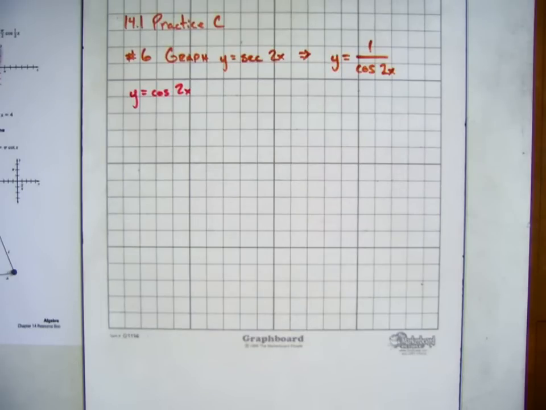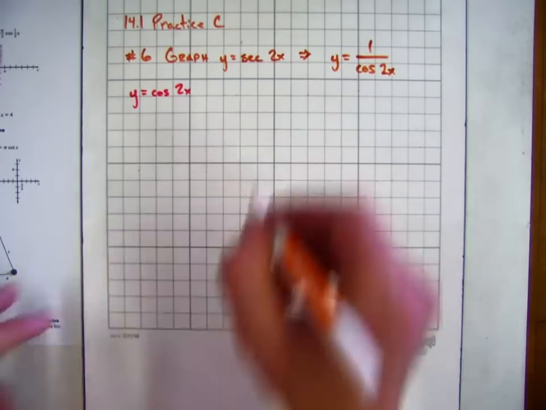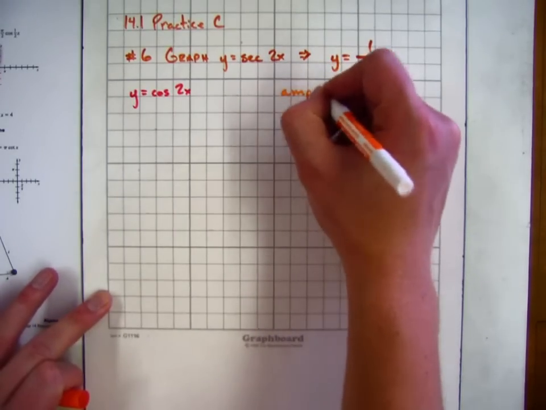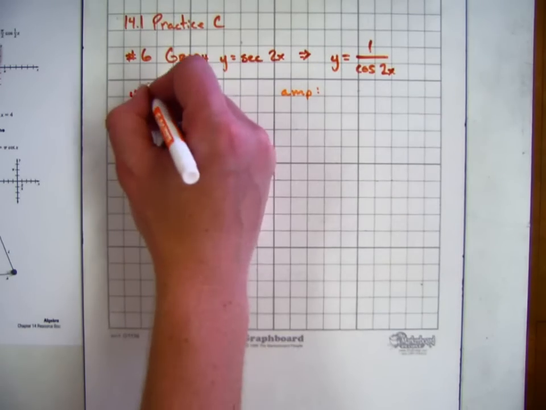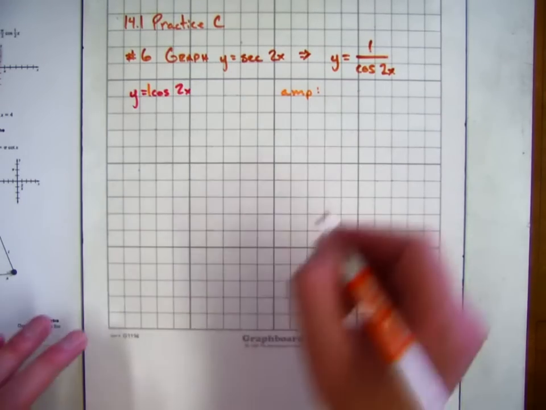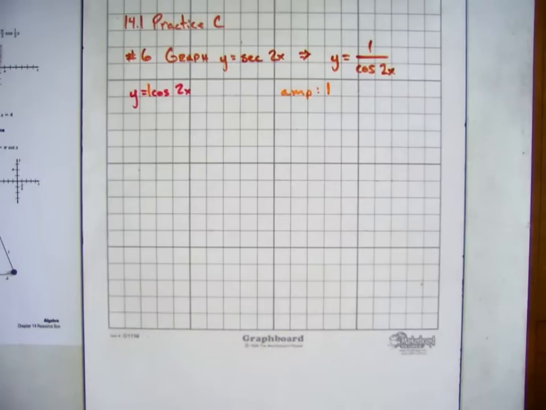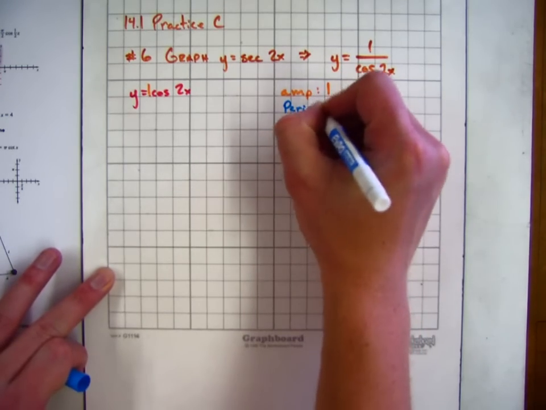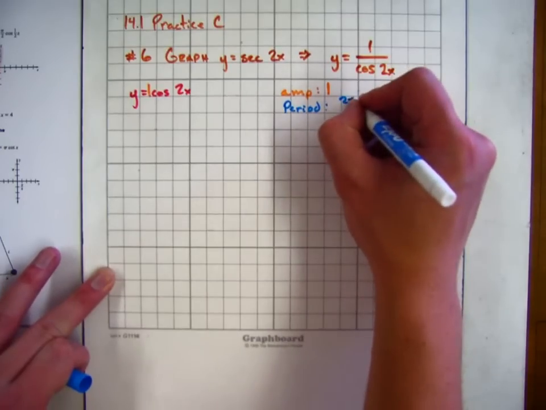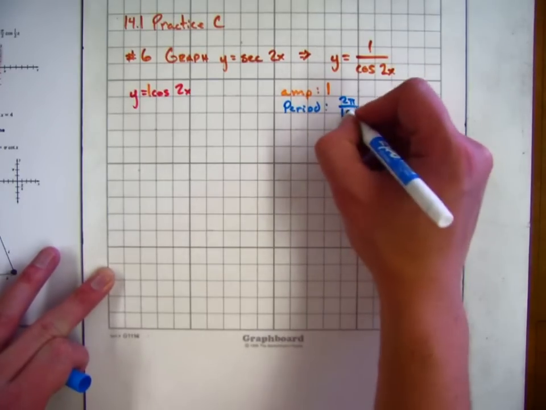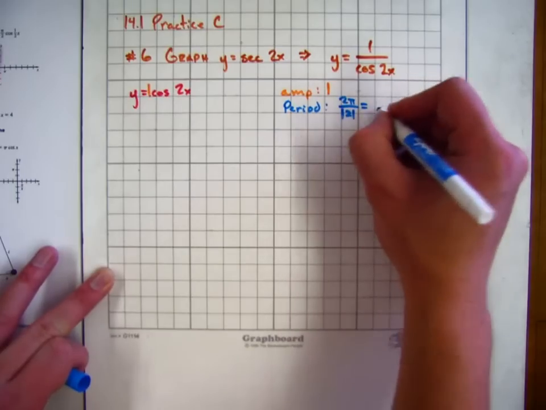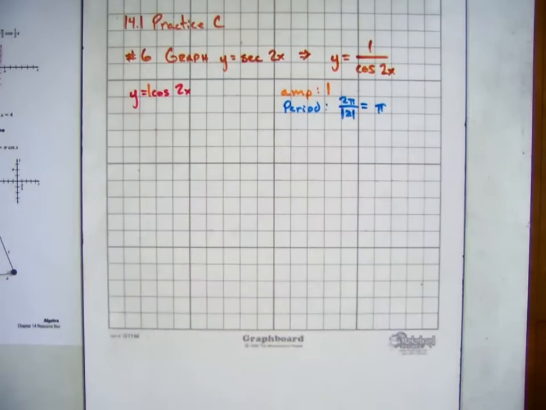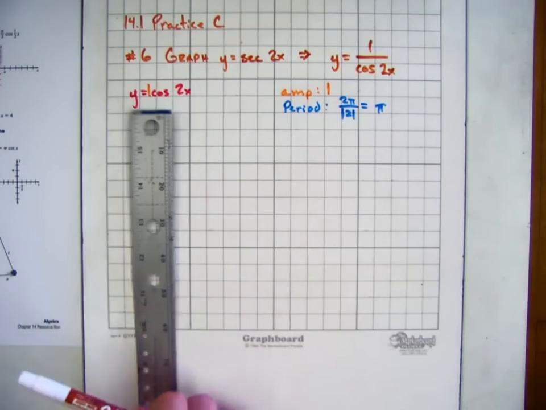Okay, so the first thing we want to do is identify the amplitude. Since the a value up front is 1, we're going to go ahead and say that the amplitude for this guy is 1. And we're going to want to take a look at the period as well. The period is going to be 2 pi over the absolute value of b, which is 2. So this gives us a period of pi. All right, let's go ahead and create a coordinate plane.